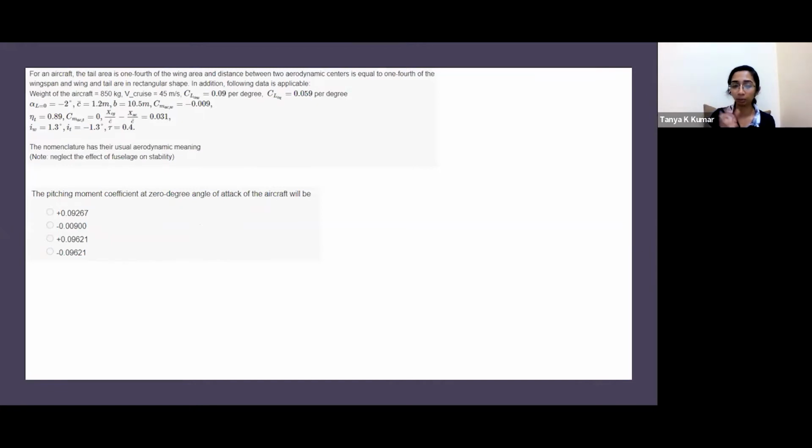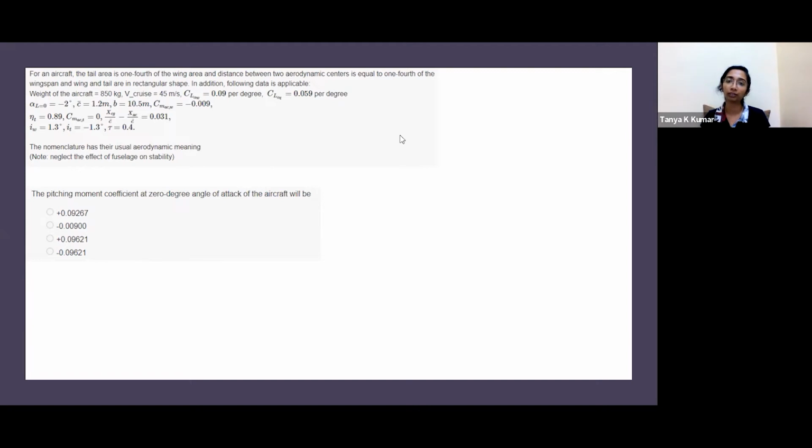What is the term? Pitching moment coefficient at 0° angle of attack. What is it called? What is it given by? Am I audible? CM naught, exactly. Okay, so CM naught.